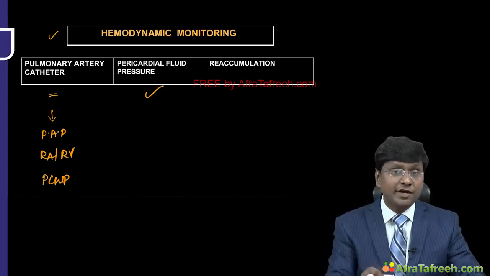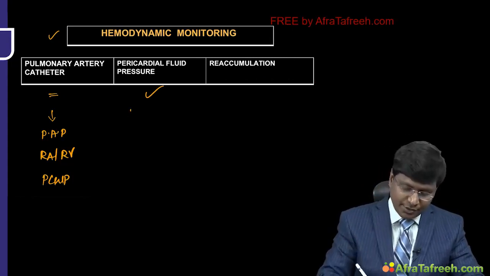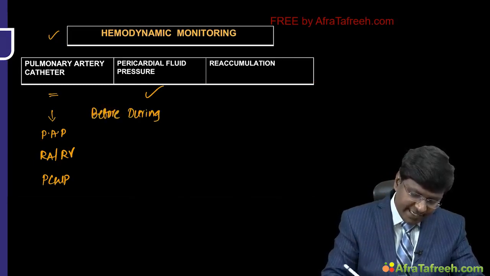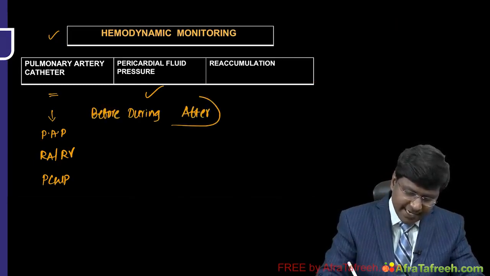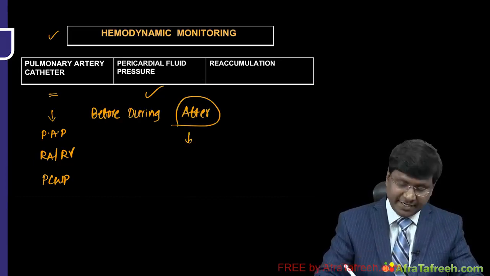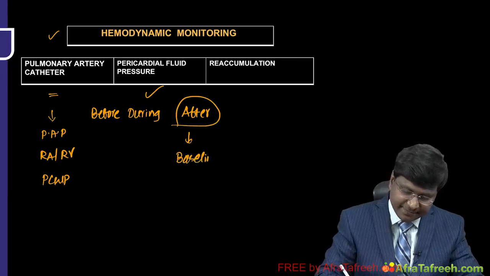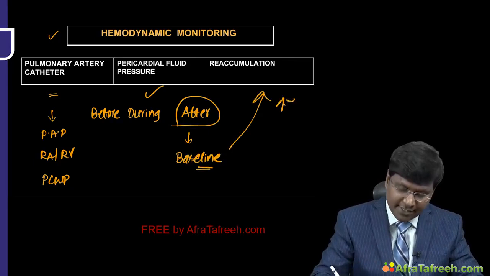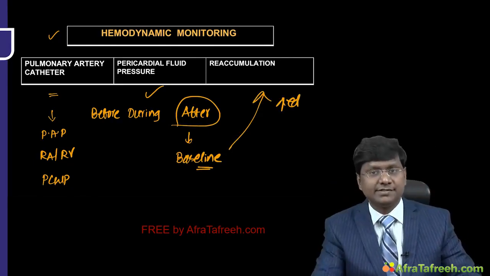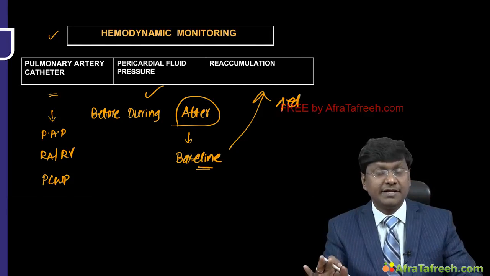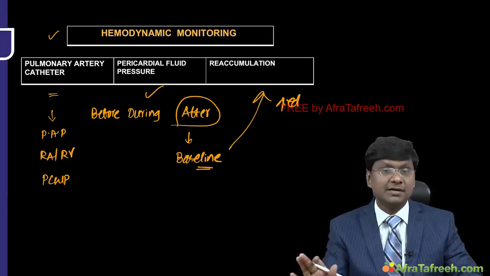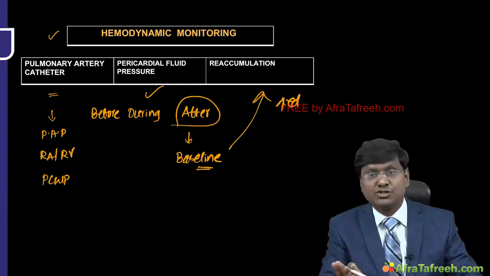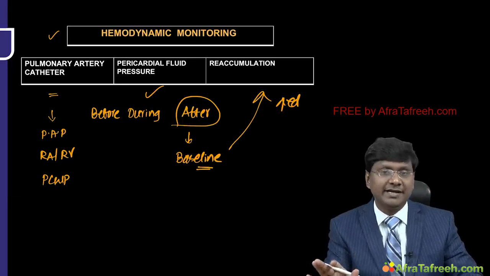Not only that, you also need to monitor the pericardial fluid pressure, measured before, during, and after the procedure. After the procedure, the measured pericardial pressure is taken as the baseline pressure. What is the purpose of this? Once there is reaccumulation of fluid, the pericardial pressure further increases. That is the purpose of measuring it before, during, and after the pericardiocentesis. Strict hemodynamic monitoring has to be followed during the entire procedure.